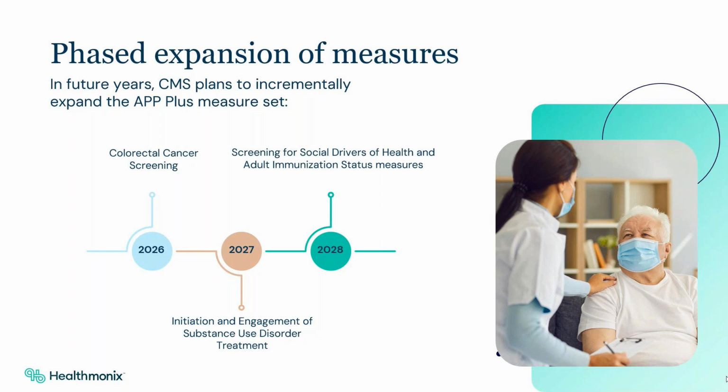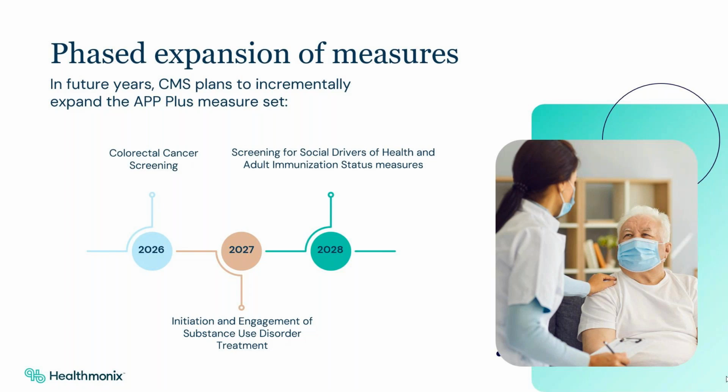Now, coming from myself and my experience, what I do see here are some very difficult measures that are coming in the future, things that are going to take a little bit more time and a little more planning as we're getting there. The social drivers of health and adult immunization status have been around in MIPS now. This is their second year in 2024 reporting. So 2025 is their third year for these measures, and there are a lot in these measures.